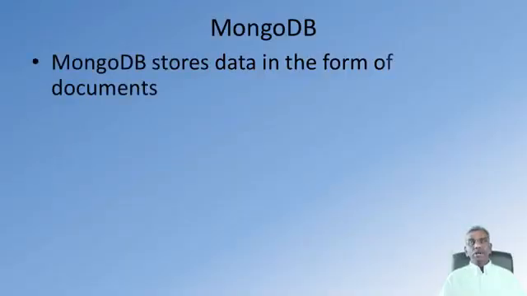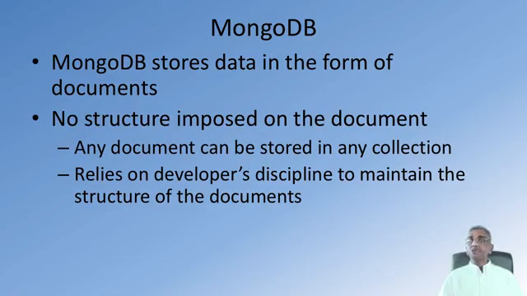As we have already learned, MongoDB stores data in collections in a database, and these collections consist of a collection of documents. The documents themselves stored in a MongoDB database have no specific structure imposed on the document. Any document can be stored in any collection, and MongoDB relies on the developer to enforce the structure on the documents and gives the complete responsibility to the developer to make sure that documents of the correct structure are added and maintained in the various collections.